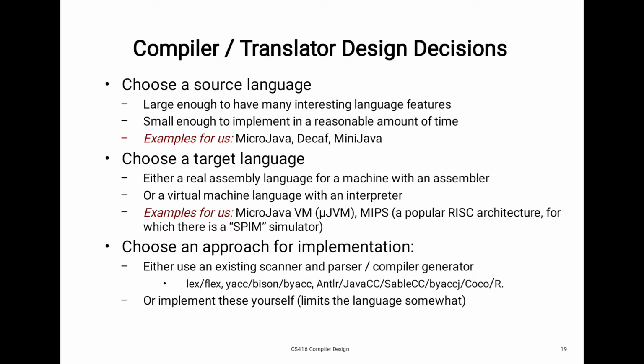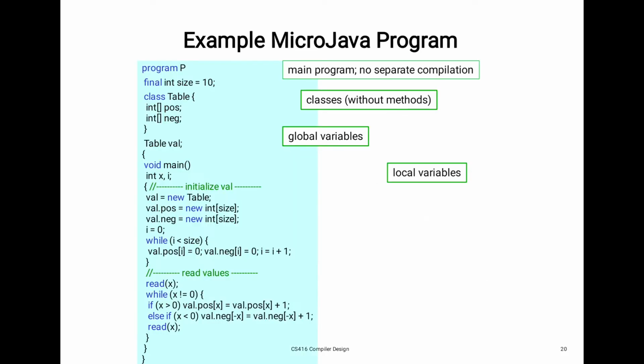Either use an existing scanner and parser compiler generator. So here the compiler generates our source program with Lex and Yacc. Next one is JavaCC, and all these come under the implementation part. For our implementation, we do this ourselves. Okay, now limit the language for what it is.